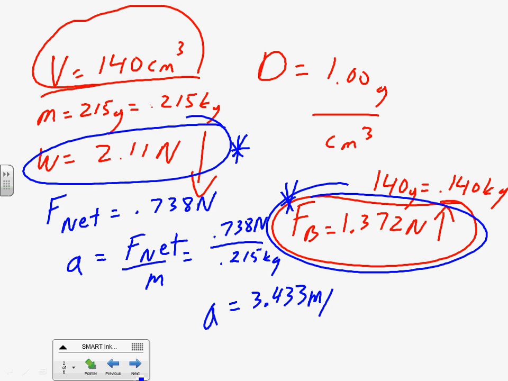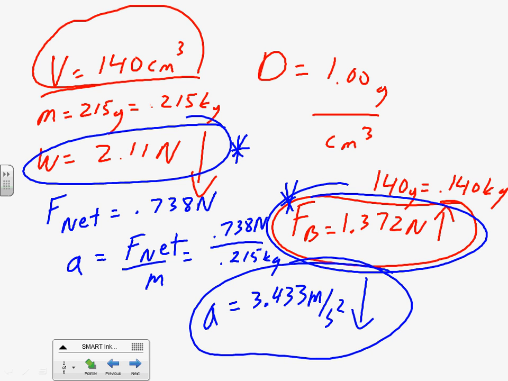And something we need to make sure we add, we know that the downward force is bigger than the upward force, which is telling us that this object is going to accelerate down, it's going to sink. So we can either put a negative in front of this answer, or just a downward arrow, or we can just say down. But the last part of the question says describe the motion of the ball. The ball is going to sink, and it's going to accelerate at this rate as it sinks.